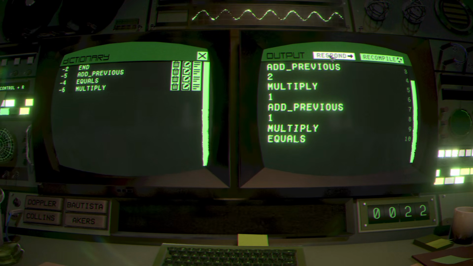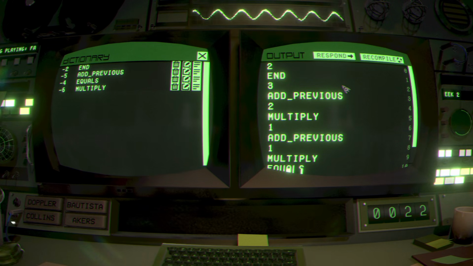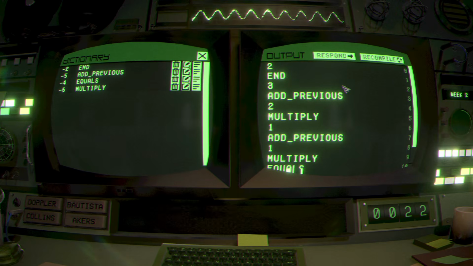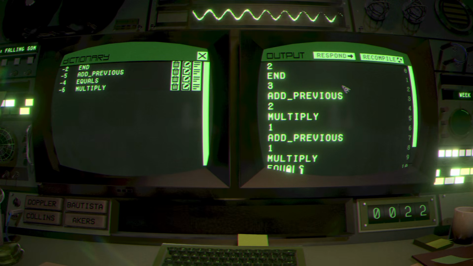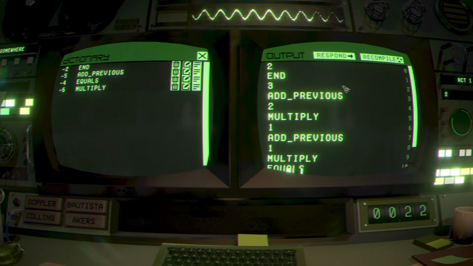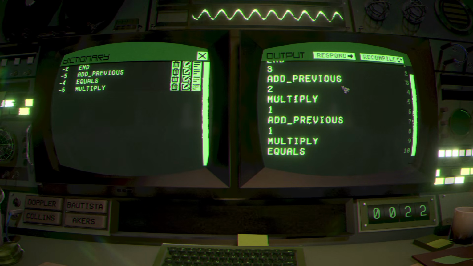Okay. Maybe I just did my order of operations wrong. So we have 2 and 3. Add them together, you get 5. You get 5, 2. Okay. Multiply them together. Okay, so the 5 and 2 is 10. So we get 10 and 1, add previous, is 11. You get 11 and 1, multiply them together, you get 11.